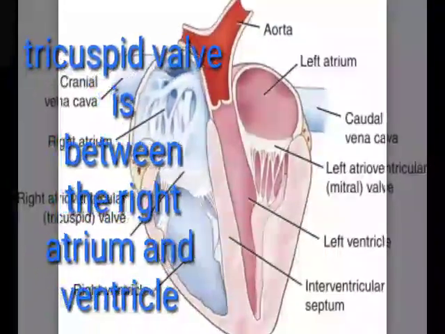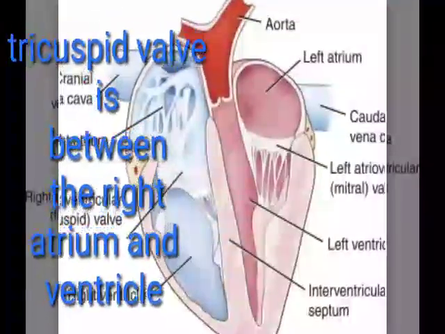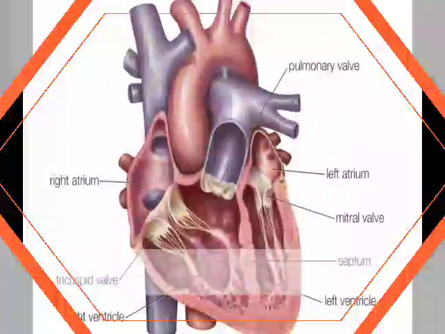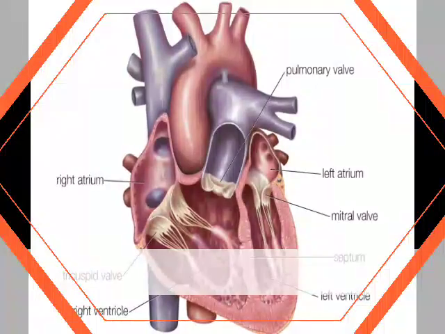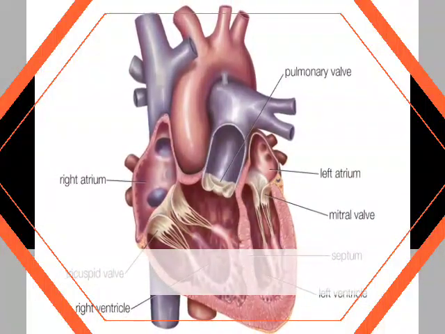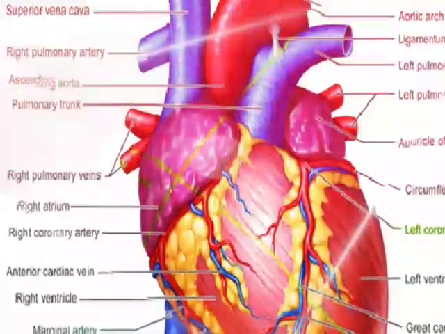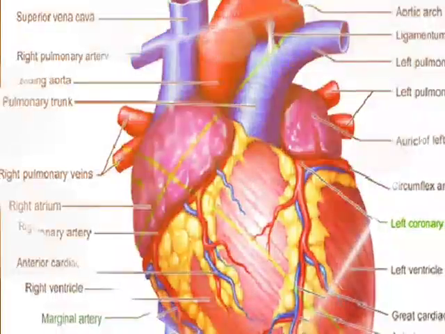Once the deoxygenated blood enters the right atrium, it passes through the tricuspid valve and into the right ventricle. The tricuspid valve is made up of 3 flaps or cusps that open and close to allow blood to flow in one direction. The right ventricle is located at the bottom of the heart and is responsible for pumping the deoxygenated blood to the lungs through the pulmonary artery. The pulmonary artery carries the deoxygenated blood to the lungs, where it gets oxygenated and releases carbon dioxide.